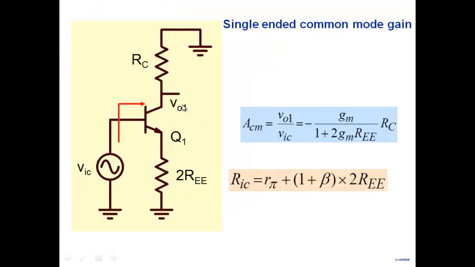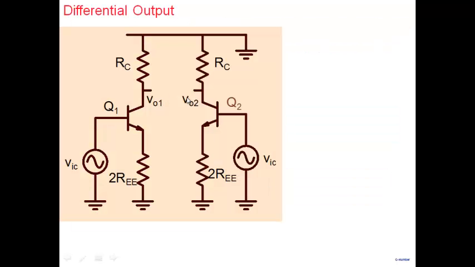If you want to know now, so this is V01. Note that V02 would be identical. V01 is here and V02, both halves are identical. So if you define a differential output, it would be V01 minus V02. So the differential output will be 0. In the ideal case, when the transistors are exactly matched and everything is the same, the differential output voltage will be 0.